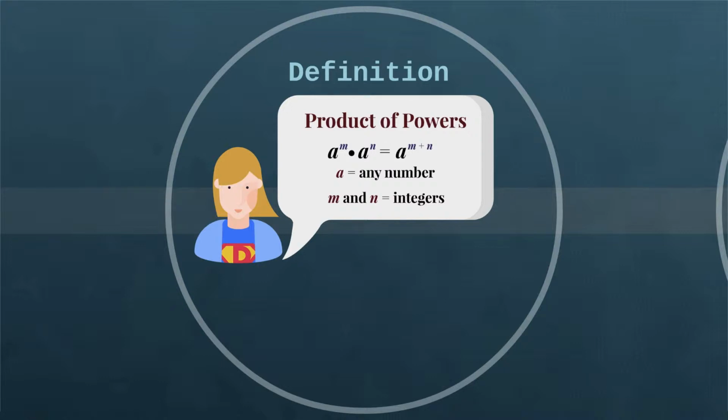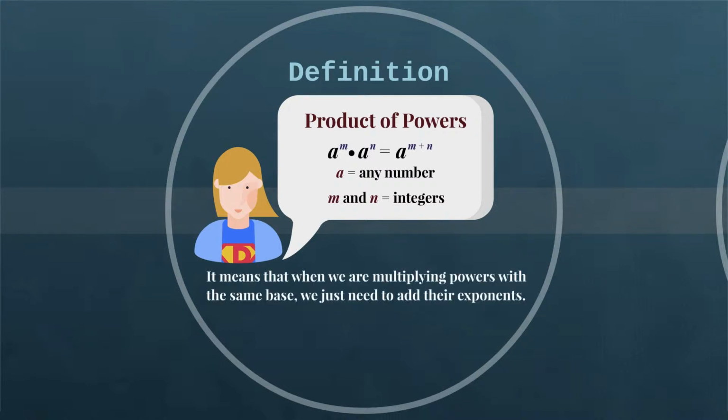Putting it to words, it means that when we are multiplying powers with the same base, we just need to add their exponents. Sounds easy, right? To make it even easier for you when solving, let's practice by solving an example.